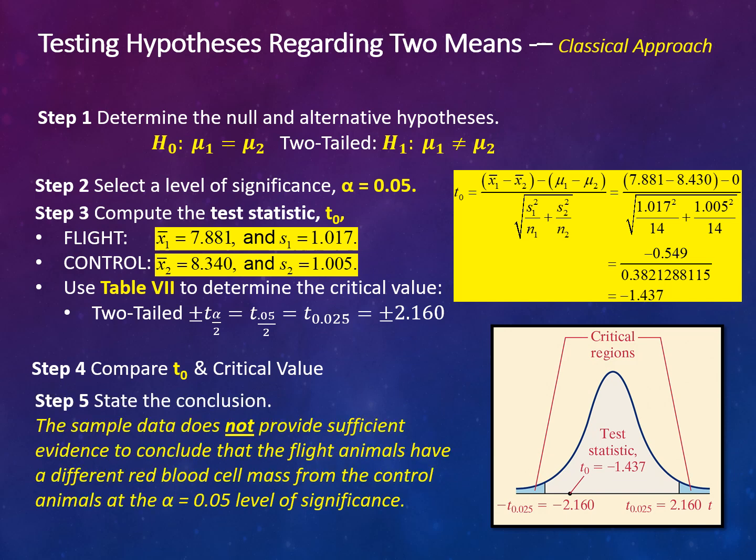So in this case, we would not reject the null hypothesis, and we would state the conclusion as follows. The sample data does not provide sufficient evidence to conclude that the flight animals have a different red blood cell mass from the control animals at the alpha equals 0.05 level of significance.